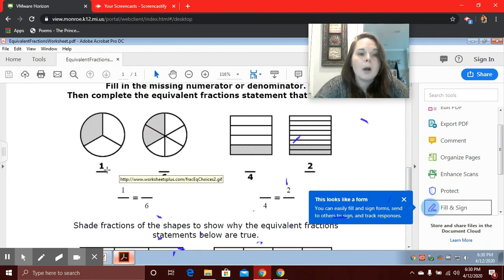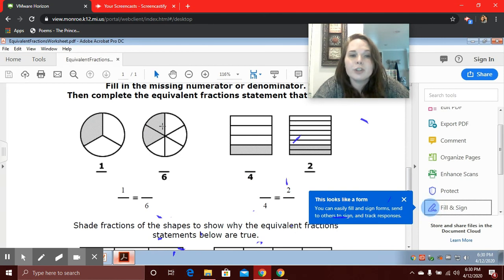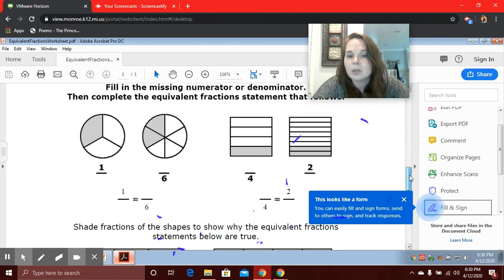So 1 out of how many in here? So we've got 1 shaded in, that's my numerator, but how many parts is that broken into? And then we have 2 out of how many is this broken into? So this one has the denominator already for you, but what is the numerator? So you're telling me those denominators and numerators.